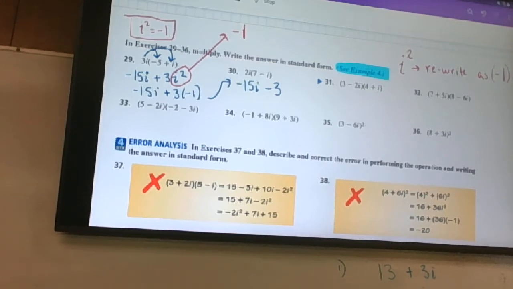Now, standard form complex numbers would put the real part first, so I am going to rewrite it. I'm just going to switch it so the negative 3 is in front of the imaginary part.